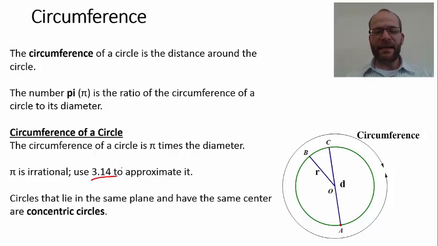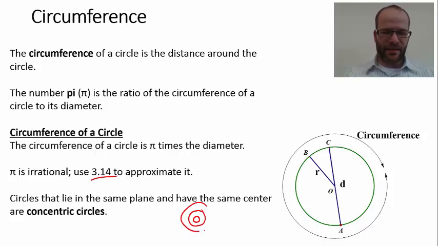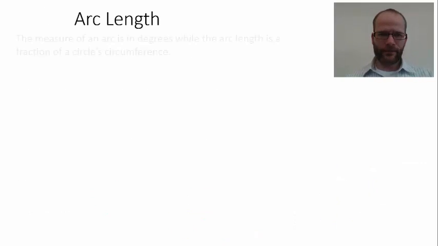Circles that lie in the same plane and have the same center are called concentric circles. So think of a bullseye on a target. If I have a circle and another circle around that, a circle around that, a circle around that, and if the centers are all the same, we call those concentric circles.